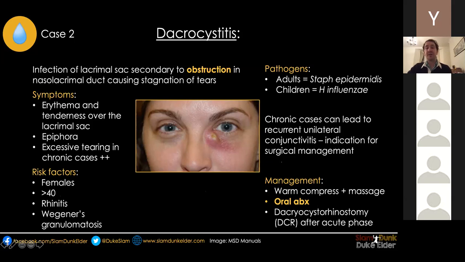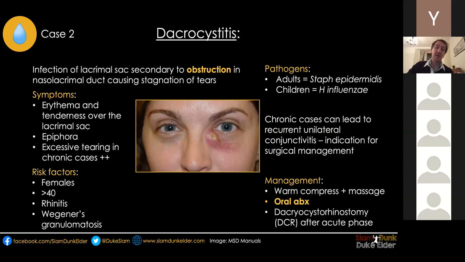It's unilateral, and if it's recurrent conjunctivitis because you're not flushing through all the tears, that would be an indication for surgical management. But because this is a deeper infection, we have to give oral antibiotics for this. Epiphora is just inflamed or excessive tearing, more of an angry eye with too much tearing in there.